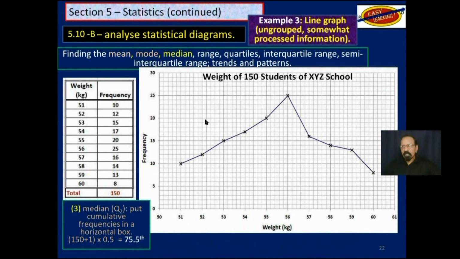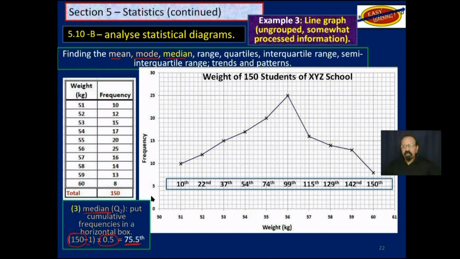Next, let's find the median. So we already found mean and mode. Now we are finding median. Well, from the previous part of this question, we had a frequency of 150. We add 1 to that and multiply by 0.5, which will take us to about halfway. So we need to look at the 75, a little past the 75th position. So this is our frequency here. Again, this is the cumulative frequency.